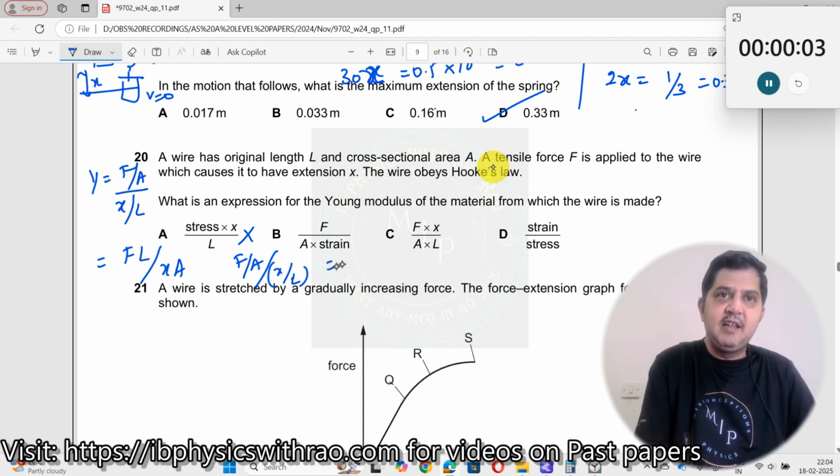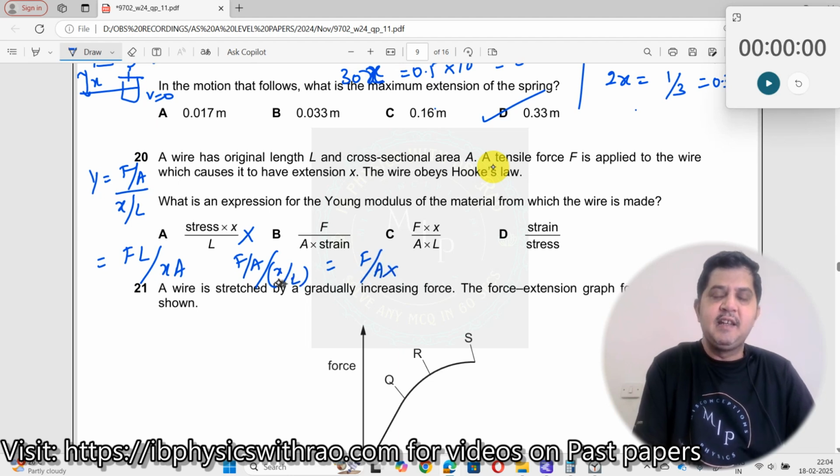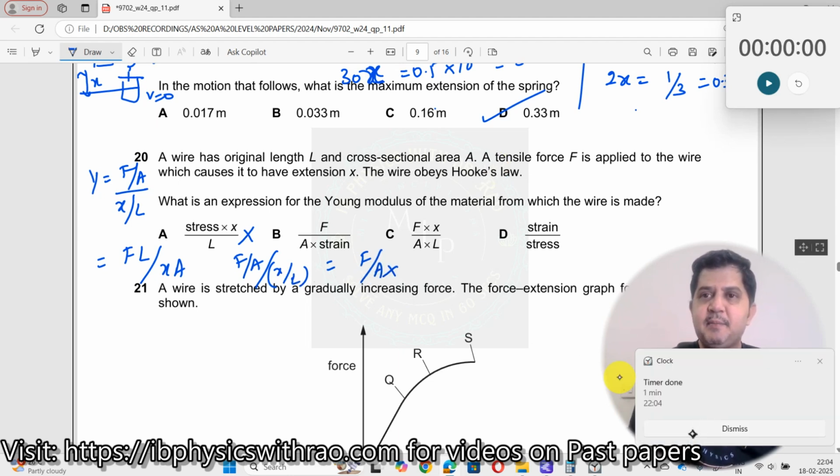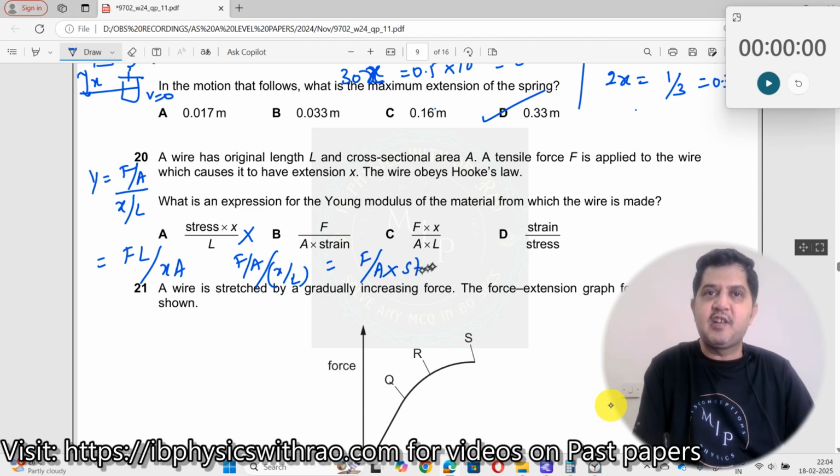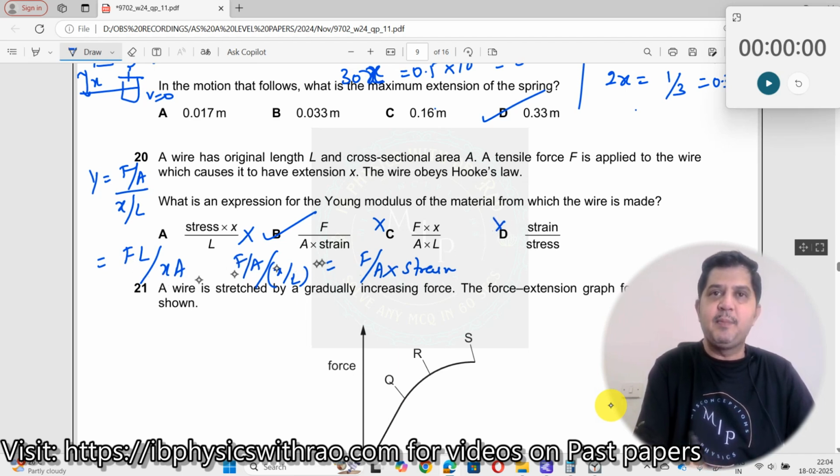X by L will be equal to F by A into, what is X by L? Increase in length by original length. It is nothing but strain. So F by A into strain. So therefore definitely B is the right answer. The rest of them are incorrect. So this is nothing but FL by XA. If you compare, then definitely C is incorrect. Strain by stress is also incorrect. So therefore B is the right answer.